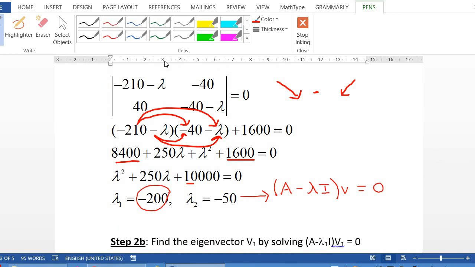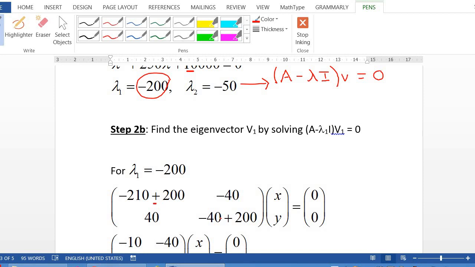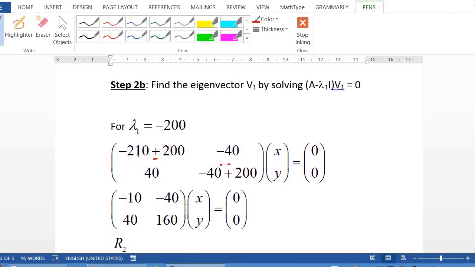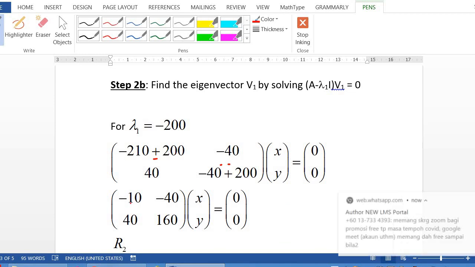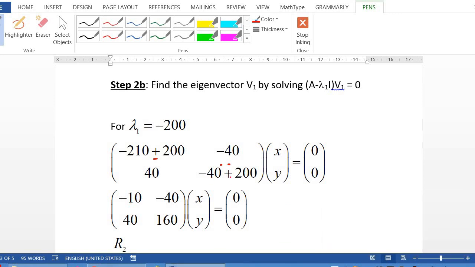This is a determinant. If you want to change back to a matrix, just change the straight determinant symbol to the round bracket. So negative 210 minus lambda. Lambda is negative 200, so minus becomes plus. So this one becomes plus. This is negative 40 minus negative, negative becomes positive. So negative 210 plus 200, this becomes negative 10. And negative 40 plus 200, we have 160.